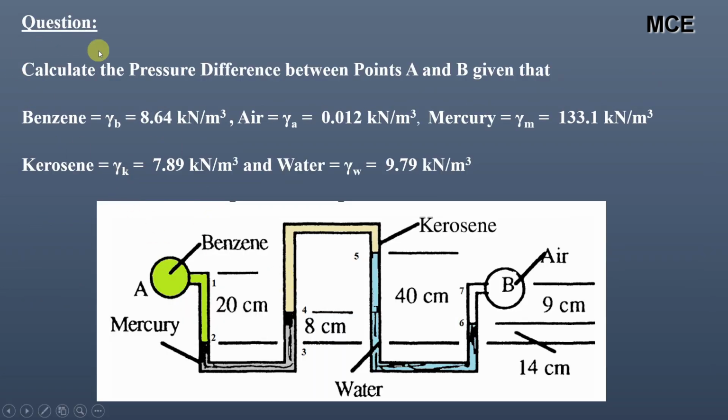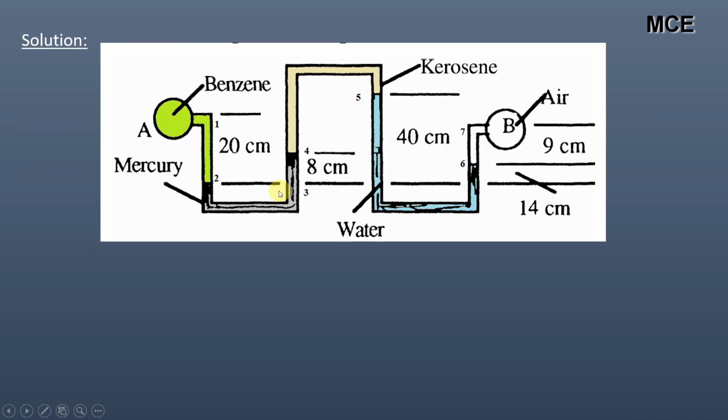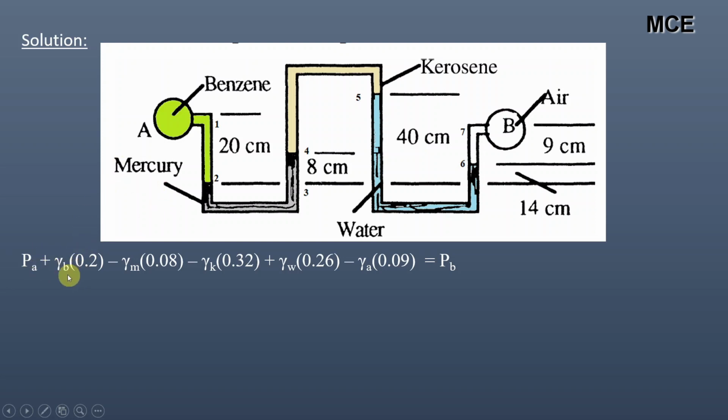Again, in the second question, we have to calculate the pressure difference between points A and B. And in this case, the fluids are benzene, air, mercury, kerosene, and water with their unit weight shown. So we will be again starting with the pressure at A and moving along the manometer until we reach the point B. So starting with the pressure at A, we have PA plus unit weight of benzene, that is gamma B into 0.2 until we reach the point 2.